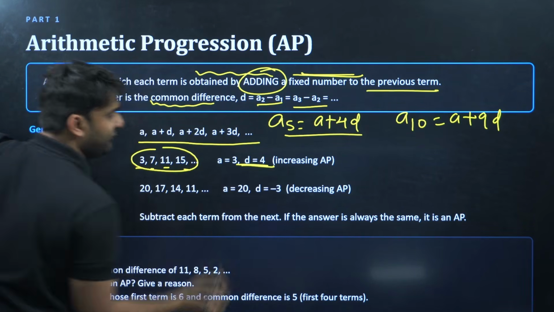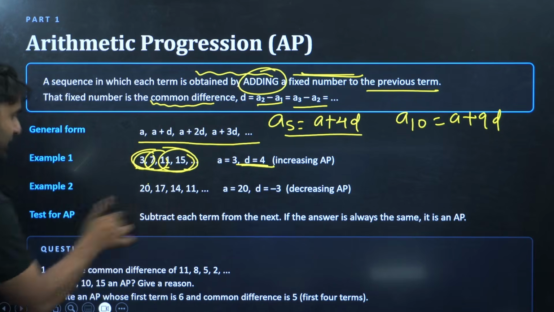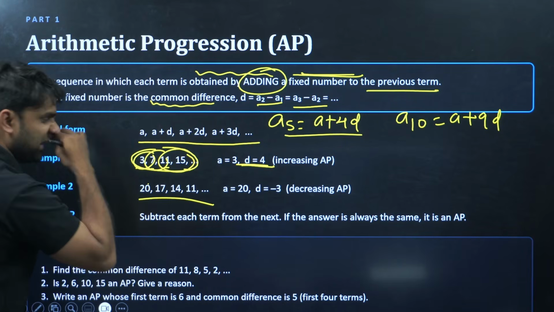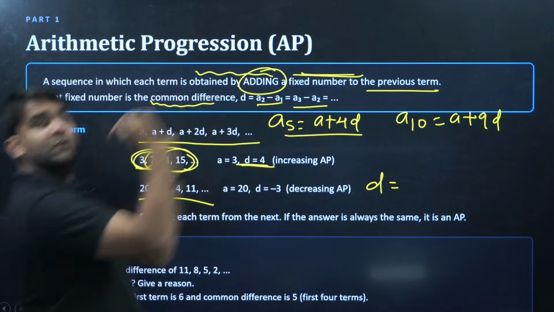Okay. So example, 3, 7, 11, the difference is 4. The common difference will be 4 because the difference between each pair is equal to 4. So the common difference is 4. Example number 2: 20, 17, 14, 11. What will be the common difference? Always subtract the preceding value from the succeeding one.